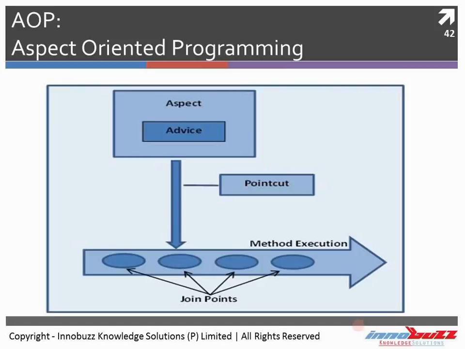And this method execution, as you can see, will be the business logic method, which will have different join points. As said, join point will represent your application where the aspects are plugged in. So therefore, the advice is the code of your aspect which will be plugged into your business logic method. And point cut is again a set of number of join points. The set of join points is nothing but a point cut. So this is how the basic AOP programming works.